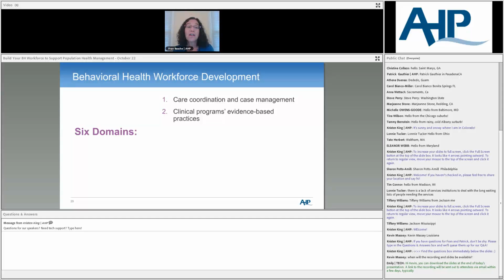The second domain is clinical programs, evidence-based practices. In order to do effective population health measured in terms of outcomes and quality, you're going to need to implement evidence-based practices. Here's the catch. In order to implement with fidelity, you really need a strong workforce development plan to pull that off.